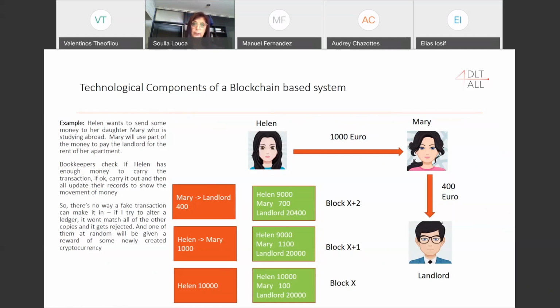Mary now has received the money. Again, the bookkeepers will check that indeed Mary has enough money to send the €400 to the landlord, and the transaction will take place. The second transaction will take place as well. So the current situation after both transactions take place is that Helen is left with the 9,000, Mary with 700 because she has already paid the 400 to the landlord, and the landlord has the rent plus the money that he already had in his account, 20,400.